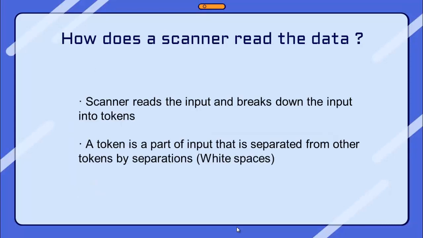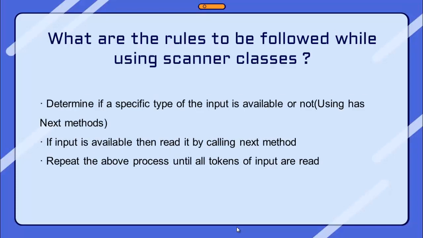How does a scanner read the data? Scanner reads the input and breaks it down into tokens. A token is a part of input which is separated from other tokens by white spaces. Rules to be followed while using scanner classes: determine if a specific type of input is available or not using the hasNext method. If the input is available, then read it by calling the next method. We have to repeat the process until the tokens are read.